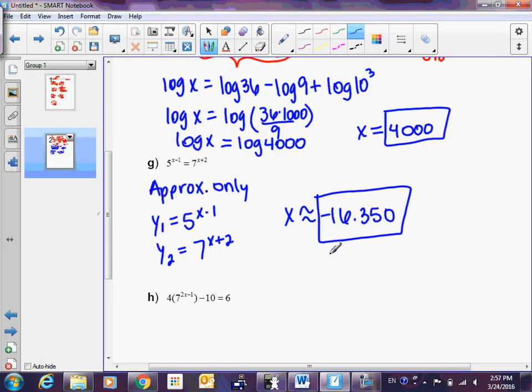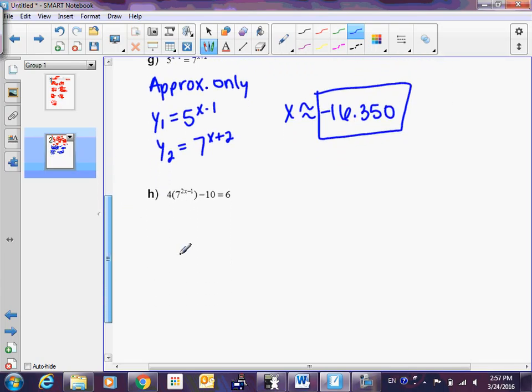Okay, so we only have the approximate. If G had been 5 and over here had been 25, like if they had both been powers of 5, that's something we can do by hand. But because these are 5 and 7 and really don't have anything to do with each other, that's a worse problem.